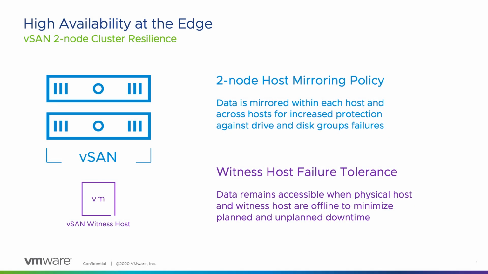As we just saw, vSAN two-node clusters provide a high level of resilience at both the virtual machine and host levels while minimizing costs. Storage policies are used to balance redundancy and capacity consumption on a per VM basis. Two-node clusters maintain data access even if connectivity to the witness host is lost while one of the physical hosts is offline. This combination of VMware HCI features makes vSAN two-node clusters an ideal solution for edge use cases.